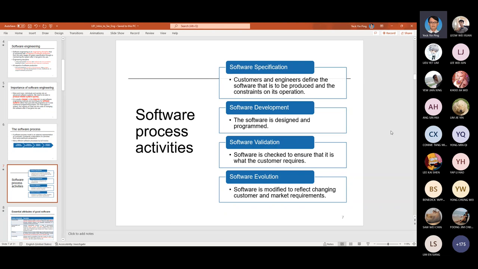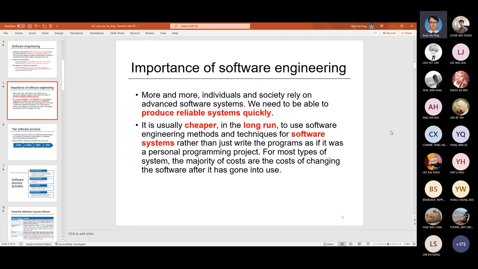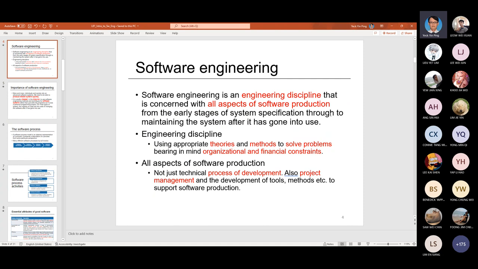So I repeat again, software specification here covers two phases, software planning and software analysis. So in future, in the lecture notes, if I mention software specification, you immediately know that this refers to software planning and software analysis. It's like the one that I mentioned just now, from the early stages of the system specification. So it means the system planning and system analysis.